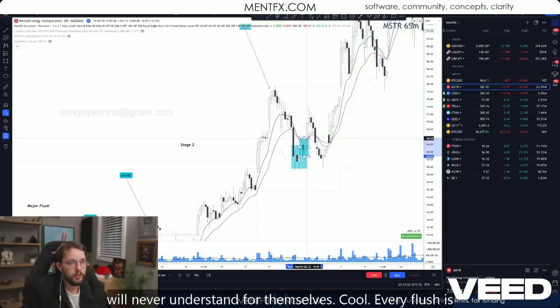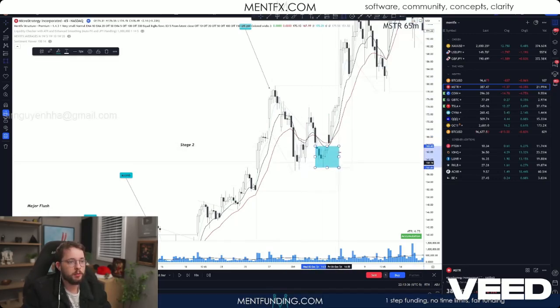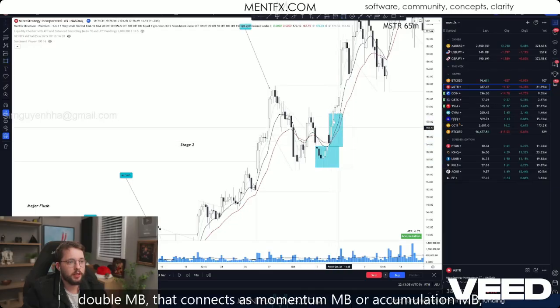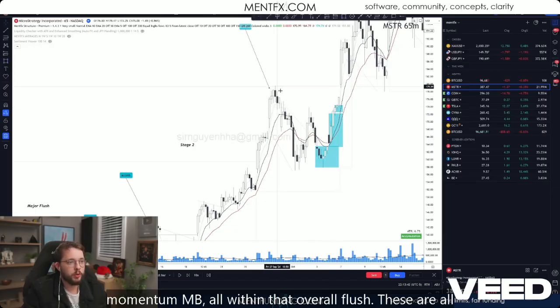Cool. It reflushes deeper. And what does it do? Creates an accumulation MB, double MB, that connects as momentum MB, or accumulation MB, momentum MB, all within that overall flush.